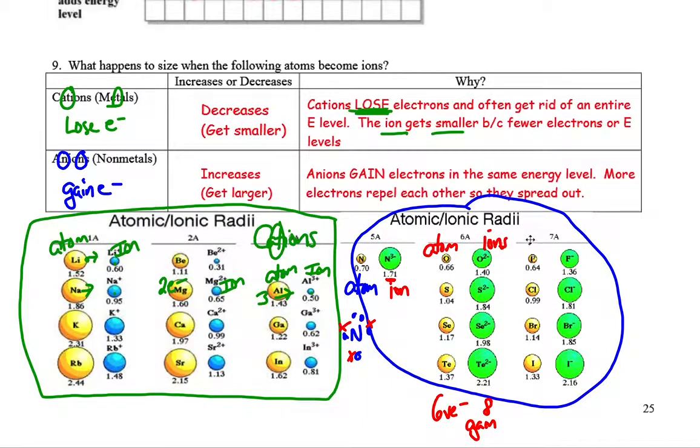And these guys, the atom has 7 valence electrons. It wants 1 more, so it gains 1 to become 8, and then it makes a bigger ion. So if you gain, you get bigger because the electrons repel each other and they spread out. If you lose, the electrons are going to be wiping out usually a whole energy level, and the ion is now smaller than the original atom because it has less electrons.